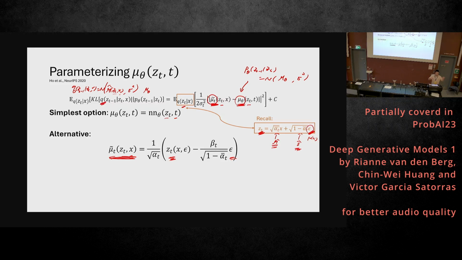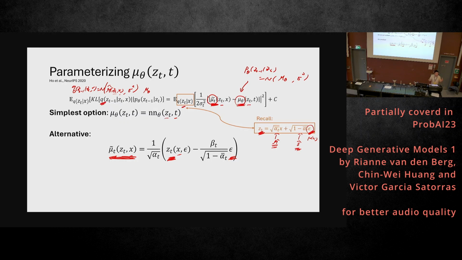Now, with some rearrangement, which I'm not showing here, this is many steps as you can see already, mu tilde can be rewritten as a function of Z_T only and epsilon. And Z_T depends on X implicitly because the mean depends on X. It's a weighted average between X and epsilon.